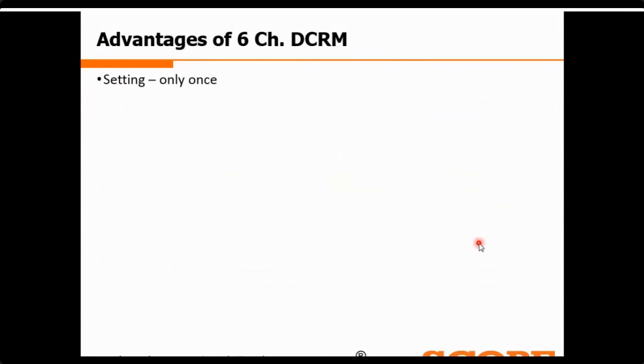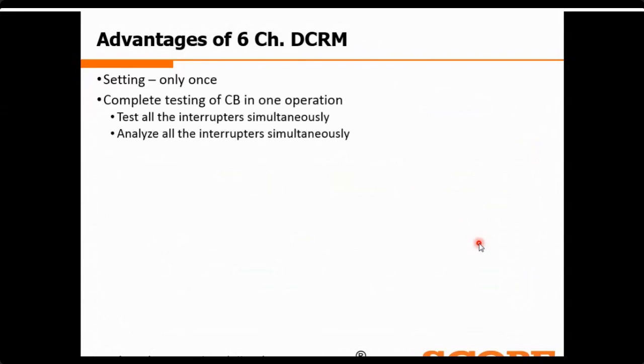Now, what are the advantages of the 6-channel DCRM? The settings are done only once. While doing the DCRM setup, you need to do the channel settings only once. With the help of that, you can complete all the interrupters of the circuit breaker in a single shot operation, so you can analyze all the interrupters of the circuit breaker simultaneously.